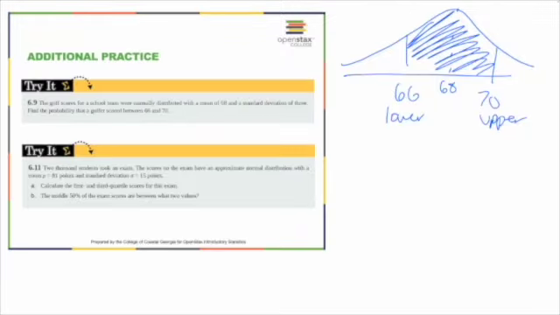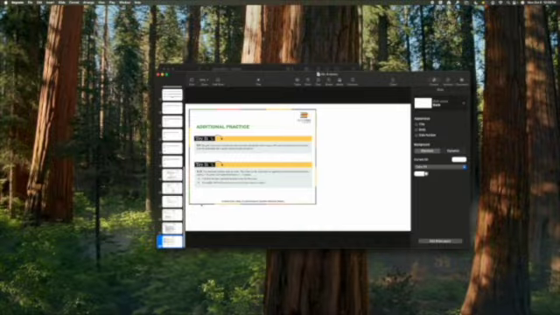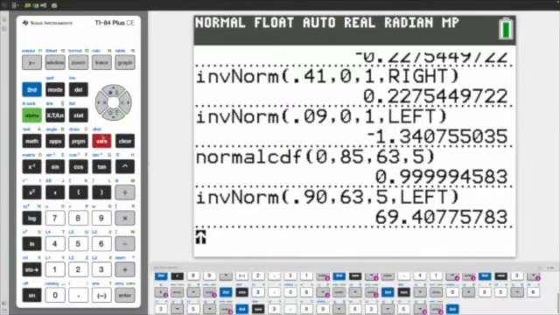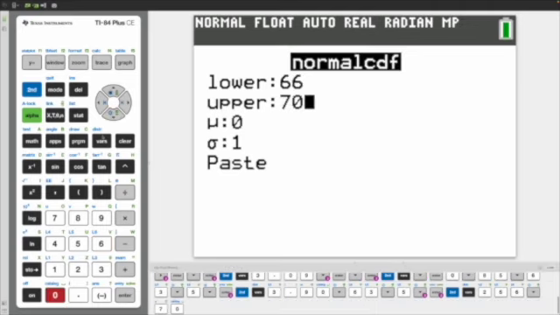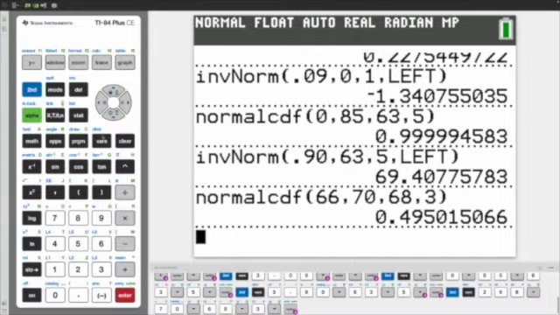So I'm going to go to my calculator. I'm going to use my normal CDF. My lower is 66, my upper is 70. It told us in the problem that the mean was 68 and the standard deviation was 3. So the probability that a random golfer scored between 66 and 70 would be 0.4950, or about 50%.